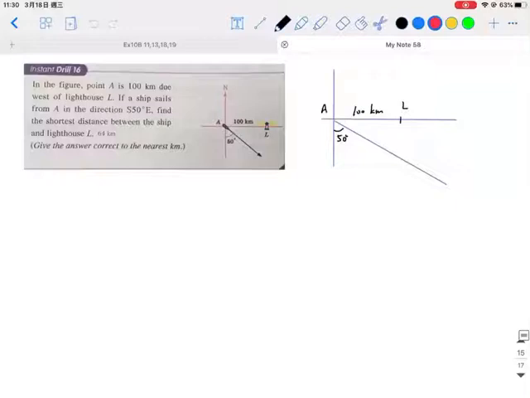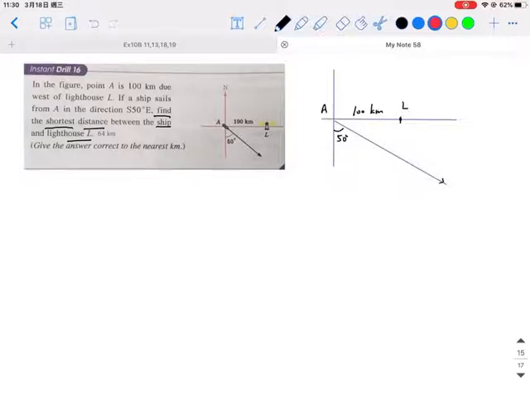I will demonstrate Chapter 10, Instant Drill 16. After you study the question, you can find that the question is asking us to find the shortest distance between the ship and the lighthouse. So how can I find the shortest distance? Because L is a fixed point and the ship is going along this line.